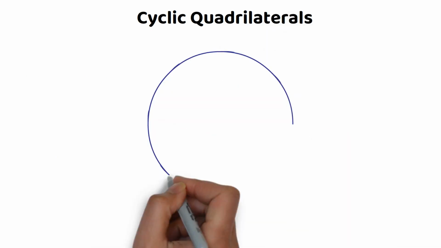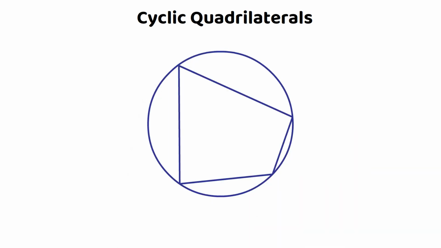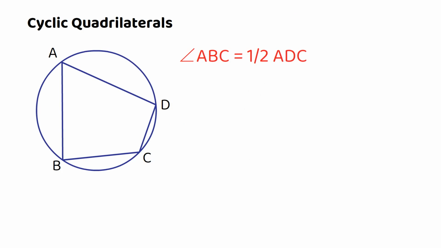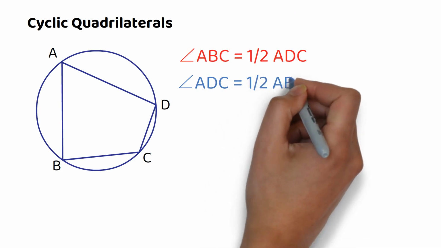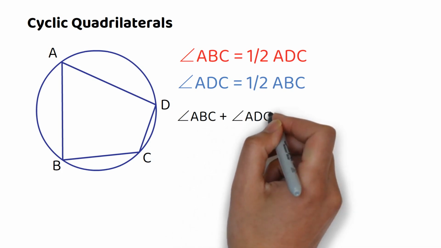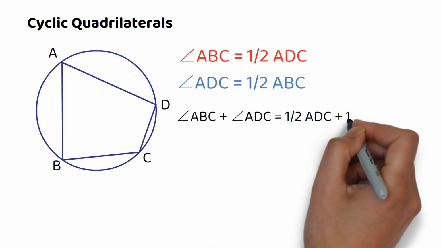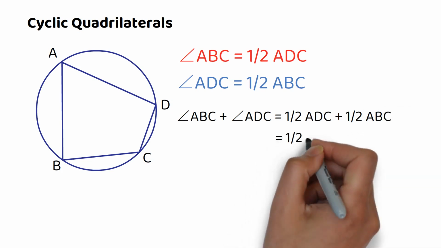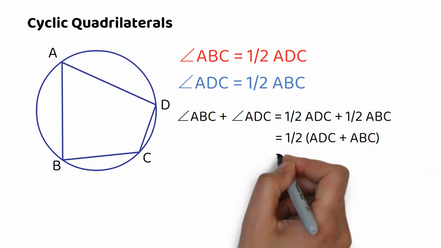Cyclic quadrilaterals. A quadrilateral, which is a 4-sided figure, is called cyclic if it can be put on a circle. The main result about angles of cyclic quadrilaterals is that their opposite angles always add up to a straight angle. To see this, note in this case that angle ABC is 1/2 of the arc of ADC, and angle ADC is 1/2 of the arc of ABC. Therefore, angle ABC plus angle ADC equals 1/2 of arc ADC plus 1/2 of arc ABC, which is the same as 1/2 of 360, which is 180.